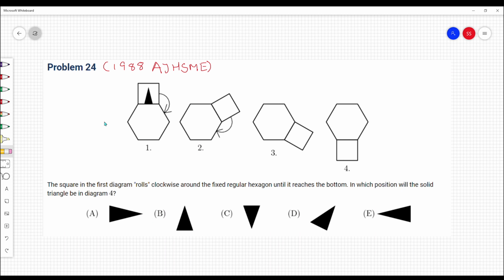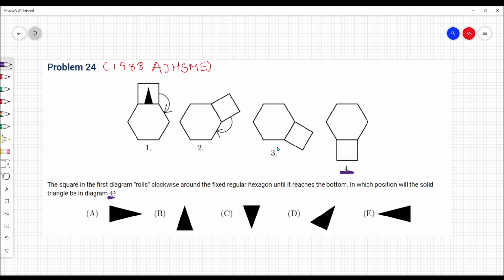Okay, so now that we're done with the first question, let's move on to the second one. This question says that the square in the first diagram rolls clockwise around the fixed regular hexagon until it reaches the bottom. In which position will the solid triangle be in diagram 4? So this is diagram 4. We need to figure out where the triangle will be once it gets to this position.